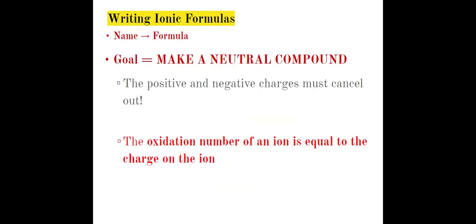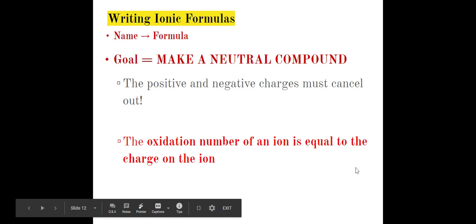So how do I write an ionic formula? The name is the formula. And the goal is to create a neutral compound, which means the positive and the negative charges have to cancel each other out. The oxidation number of an ion is equal to the charge on that ion.